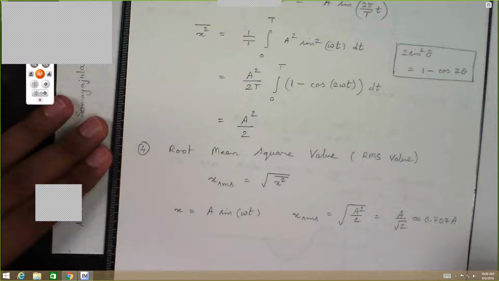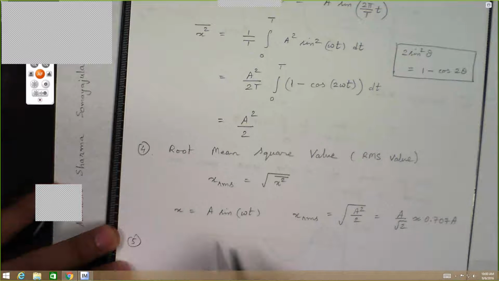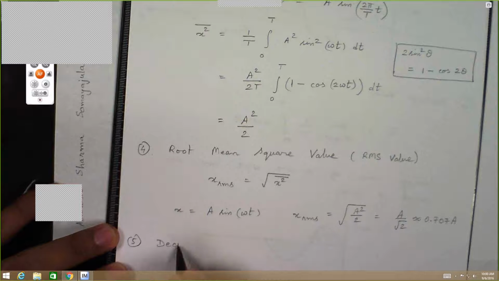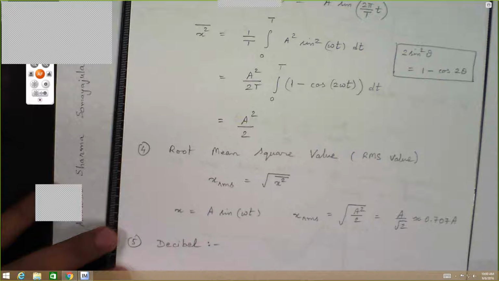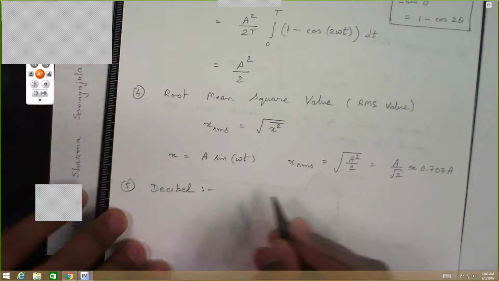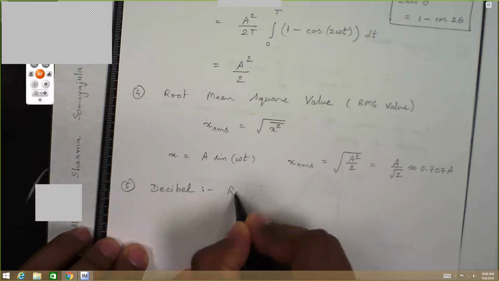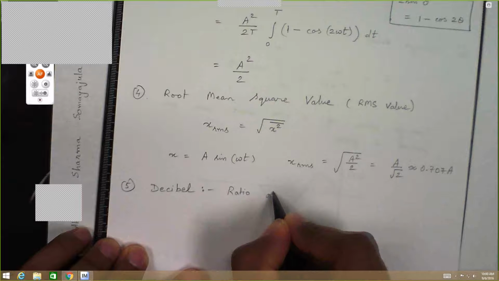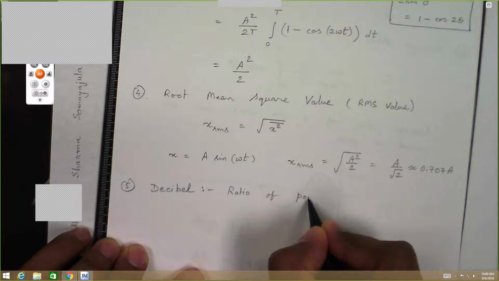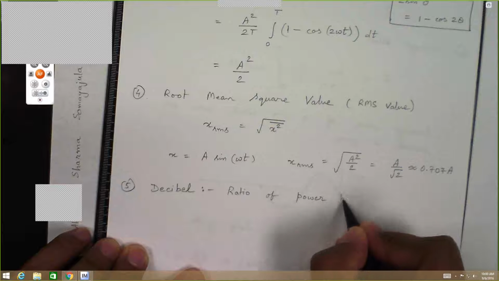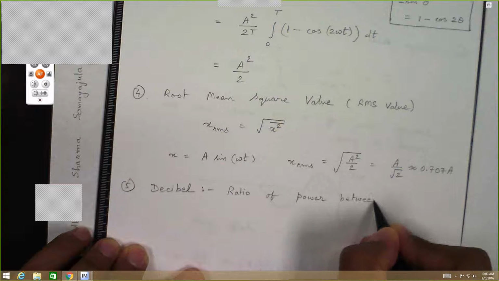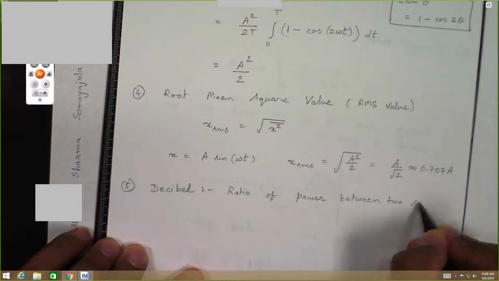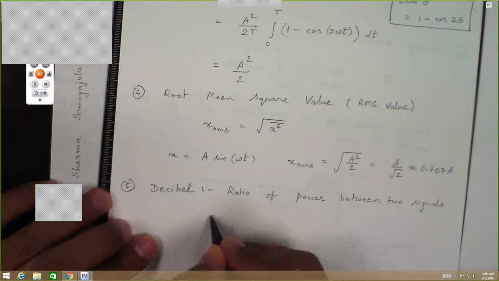And the last thing we're going to define is called a decibel. Decibel is a unit defining the ratio of power between two signals. So it's nothing but a ratio of power between two signals. And it's denoted as dB.